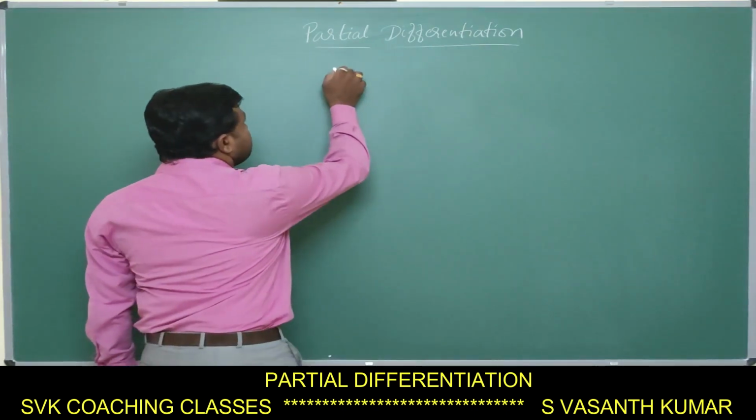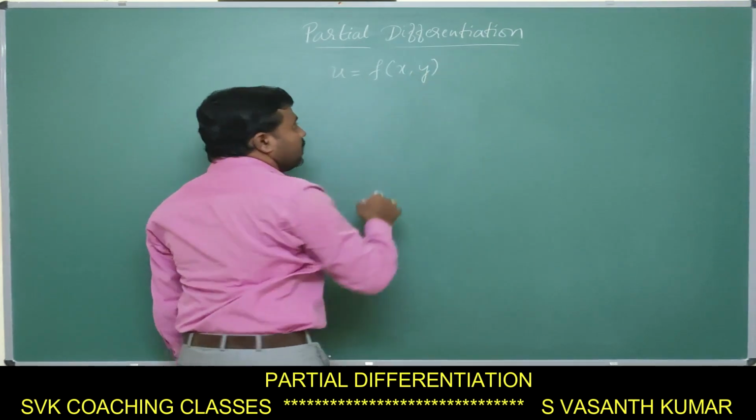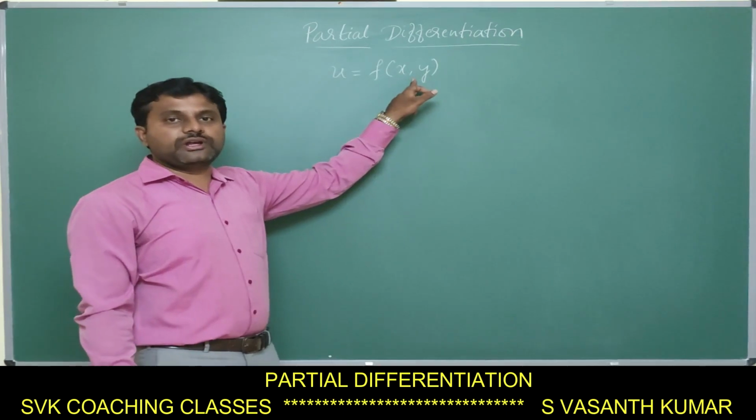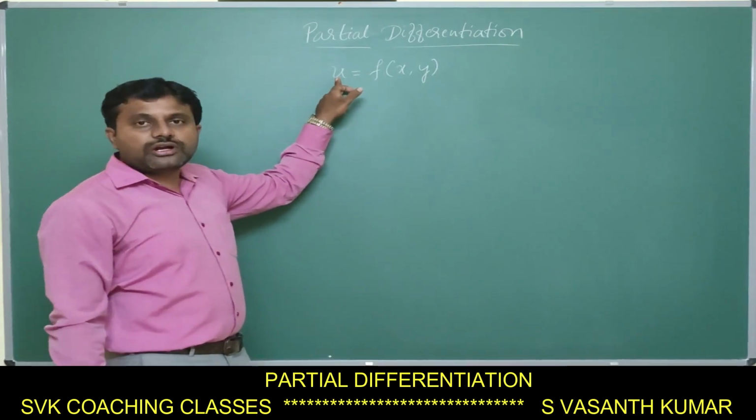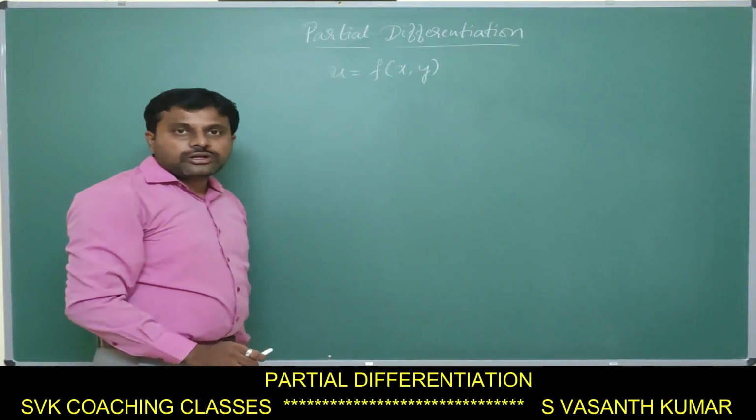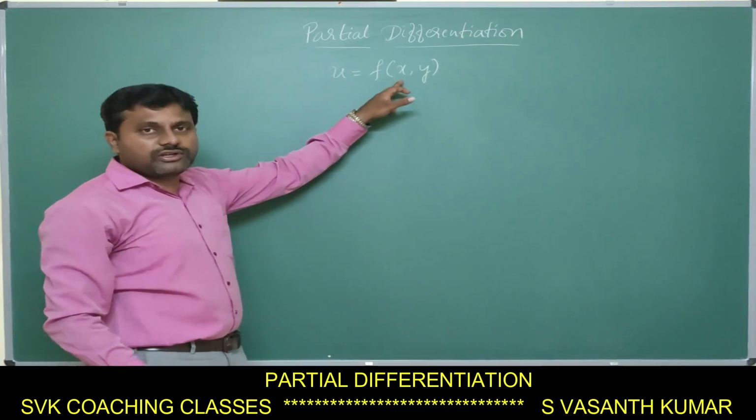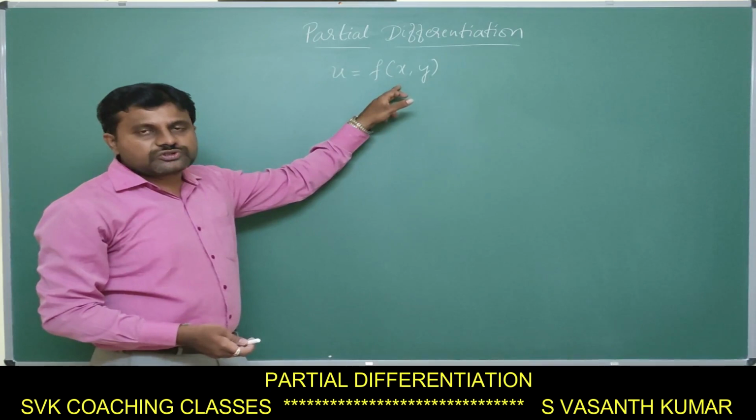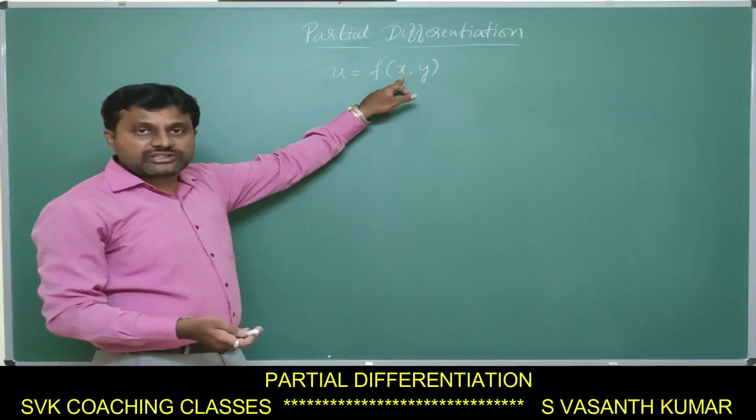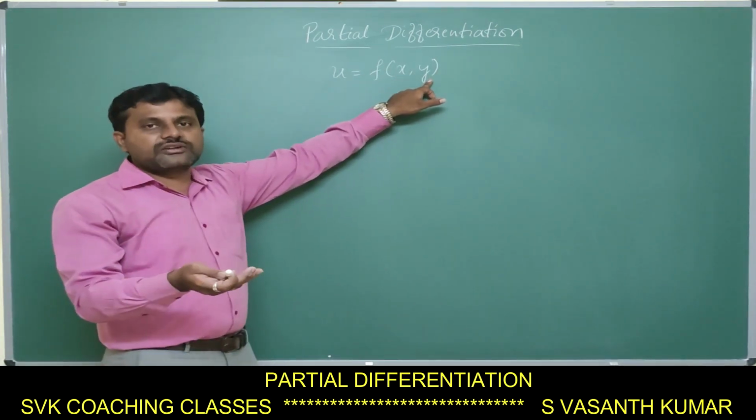Now consider a function u equal to f of x comma y, where x and y are two independent variables, and u is called the dependent variable. Now the variable u depends on two variables. We are going to differentiate always with respect to independent variables, right? So when you differentiate with respect to x, the other variable should be treated as constant. That is called partial differentiation.